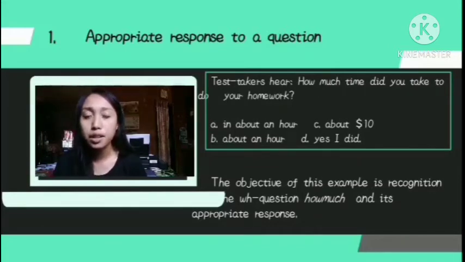A is responding to how much and how much longer. Letter C, confusing how much in reference to time versus the more frequent reference to money. And letter D is confusing a WH question with a yes or no question.